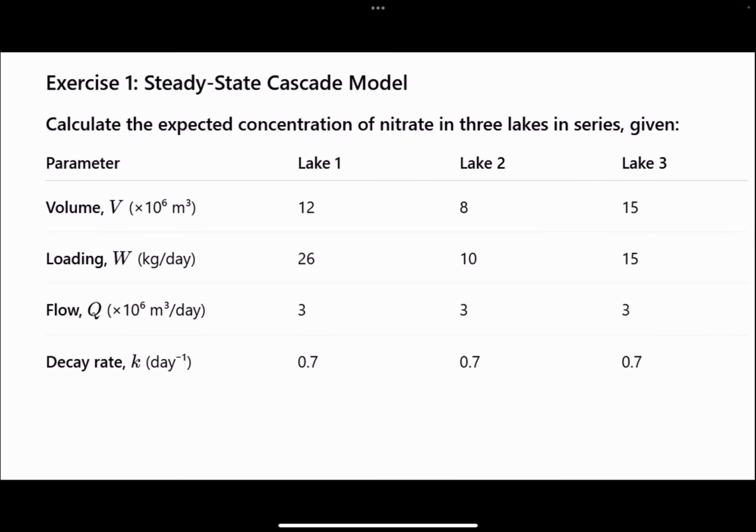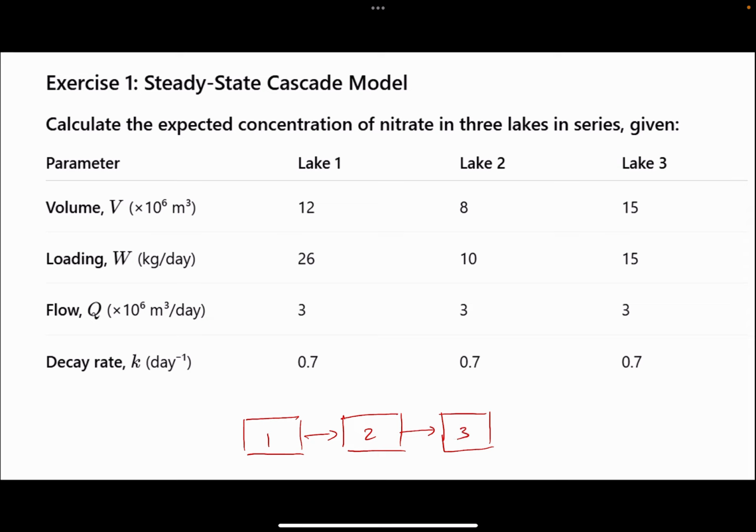Bismillah ar-Rahman ar-Rahim. Let's solve this exercise 1 for the steady-state cascade model. We need to calculate the expected concentration of nitrate in 3 lakes in series. Let's plot lake number 1, lake number 2, and lake number 3.